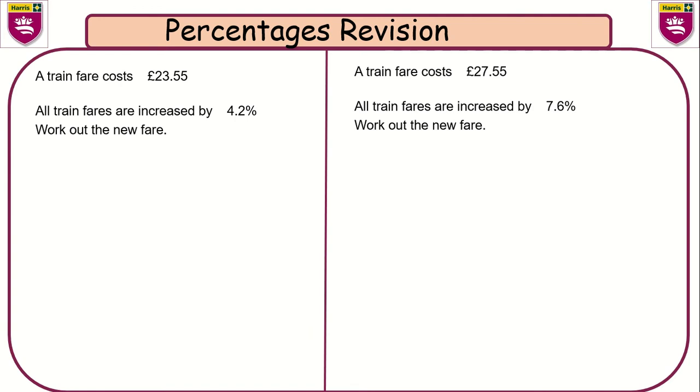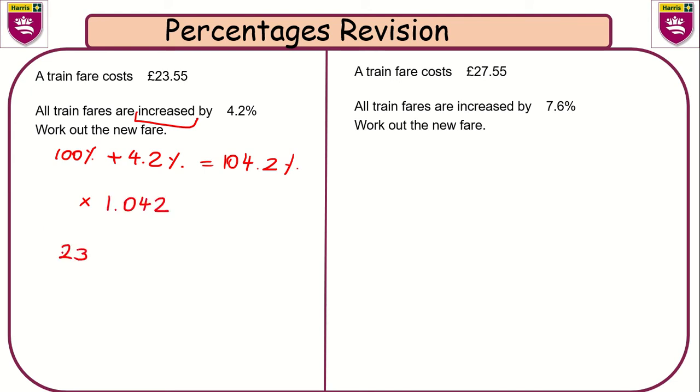Right, the train fare costs £23.55. All train fares are increased by 4.2%. Work out the new fare. Now, since it was increased, then that means there is going to be an increase on top of 100%. So that is 100 plus the 4.2%. That will give you 104.2%. Remember, we can convert this into a decimal and times by the number, which will show us the new price. And 104.2% as a decimal, if I was to write it down as a multiplier, that's going to be 1.042.